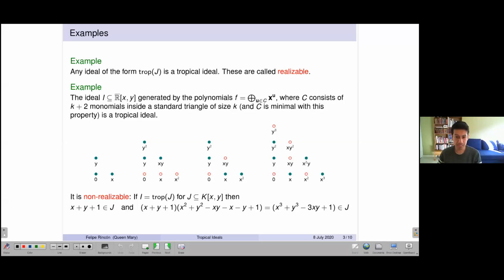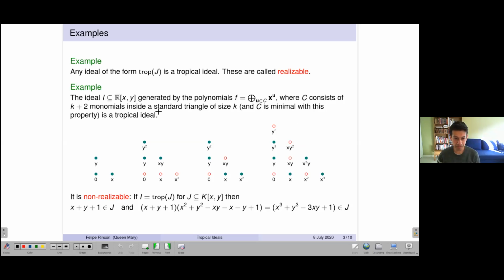Okay, so what do I mean by a standard triangle of size k? I'm going to think of monomials in the variables x and y as lattice points in the plane. I'm going to identify each monomial with its exponent vector. So for example, at the origin, I'm going to think of the monomial 0, just the constant 0, which is the tropical multiplicative identity. Here is x, x squared, x cubed, and so on. And going up, y, y squared, y cubed. Here is xy, xy squared, and so on.